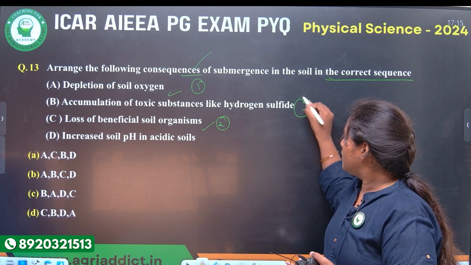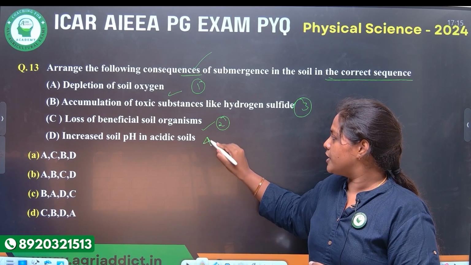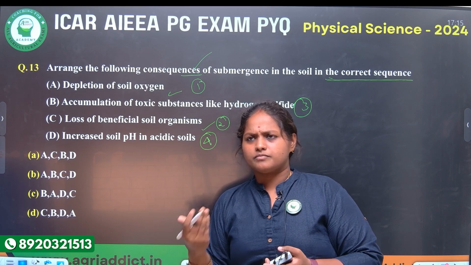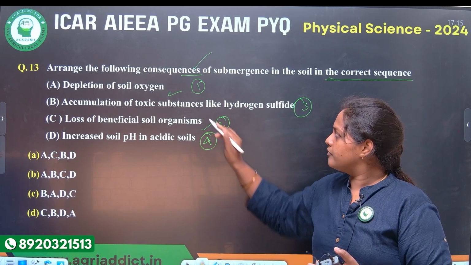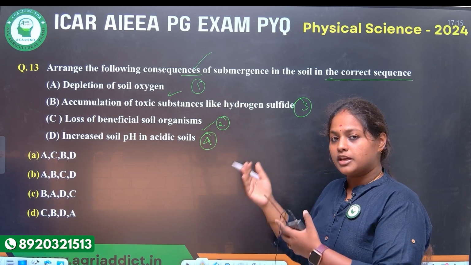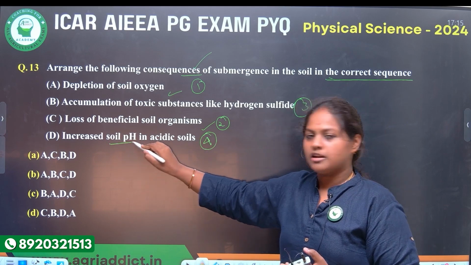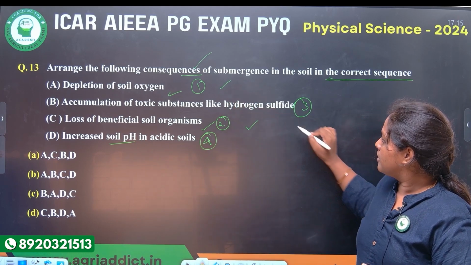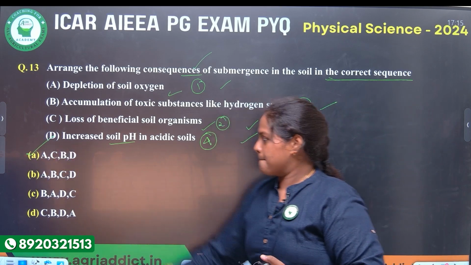3. Ultimately chemical change will be happening, that is increased pH in acid soils, because for pH to reflect some change, some time is required, right? So visible changes are going to happen first, then we are going to see a chemical change after certain time. So we can keep the pH in last. So what is the sequence now? A, C, B, D. That is option A.